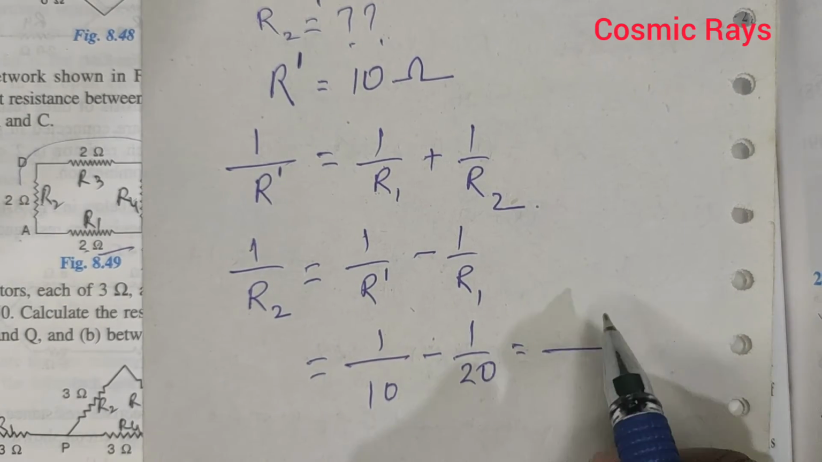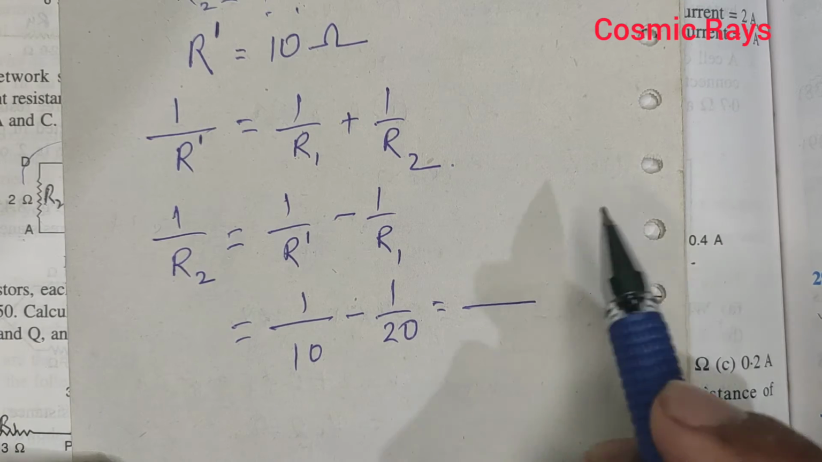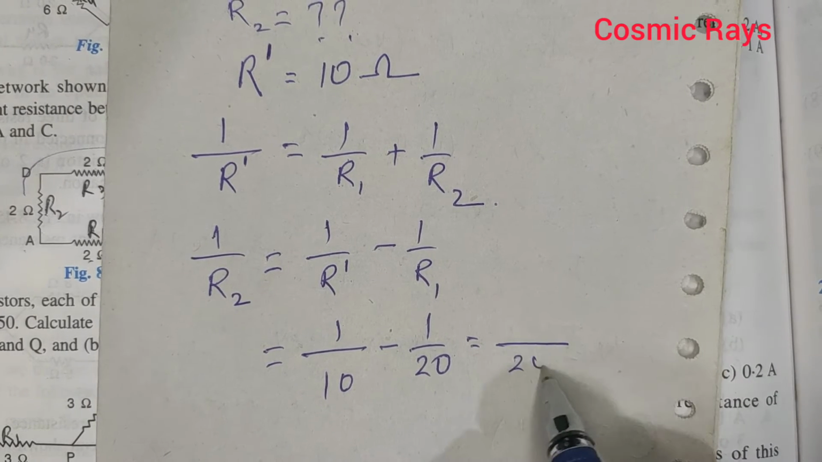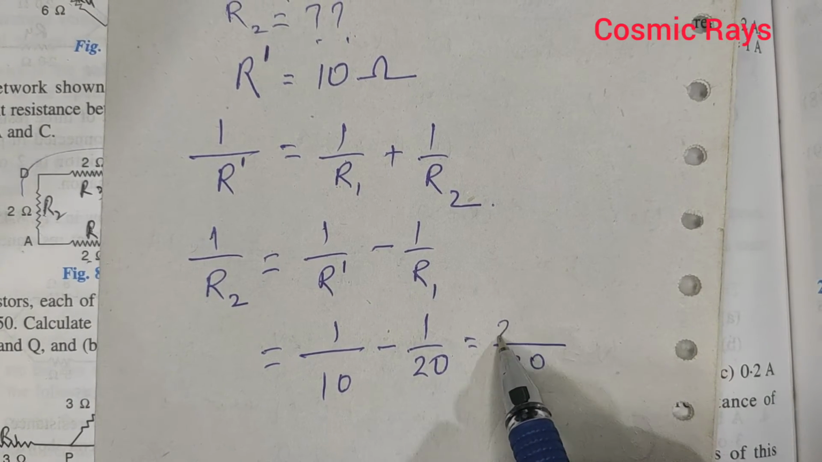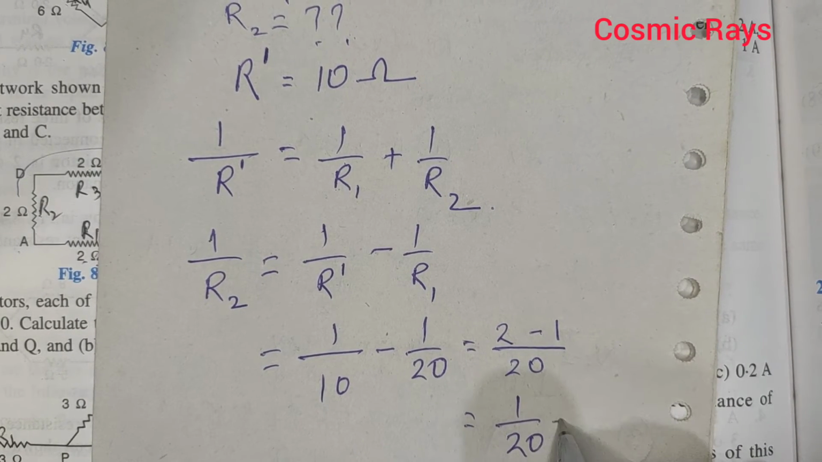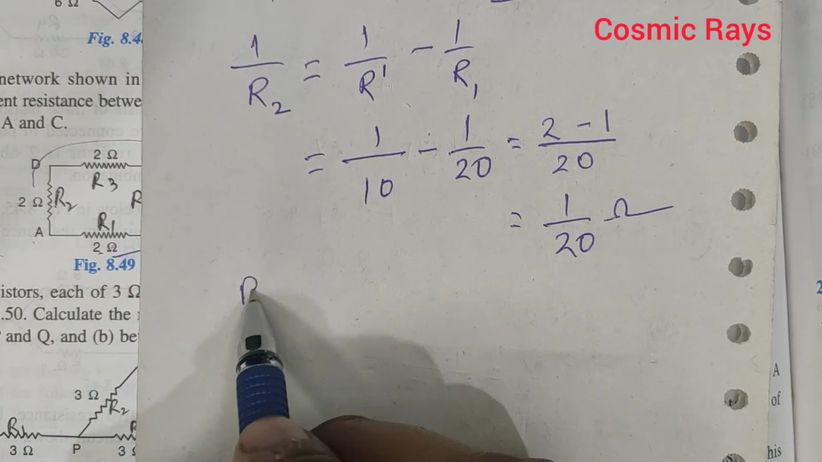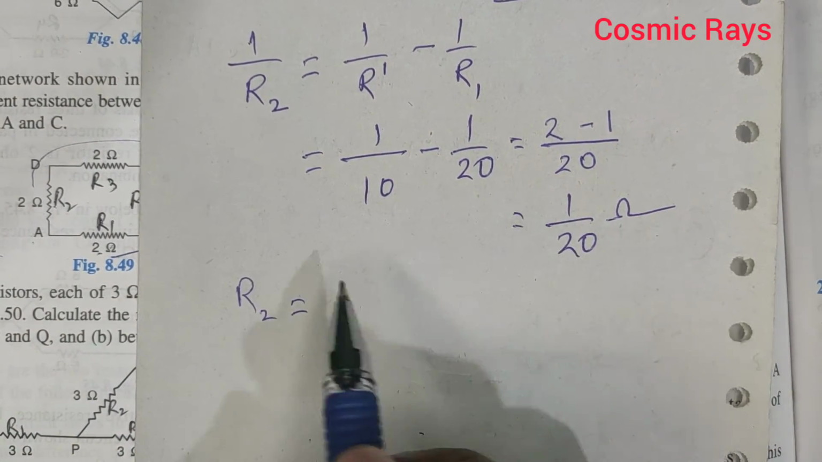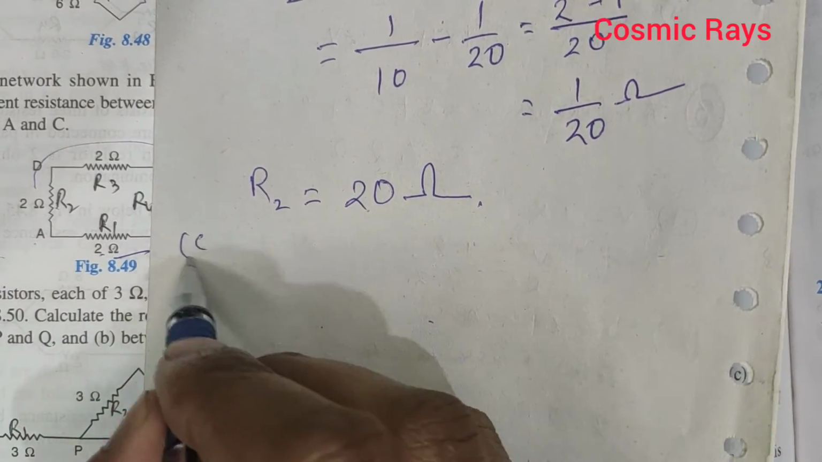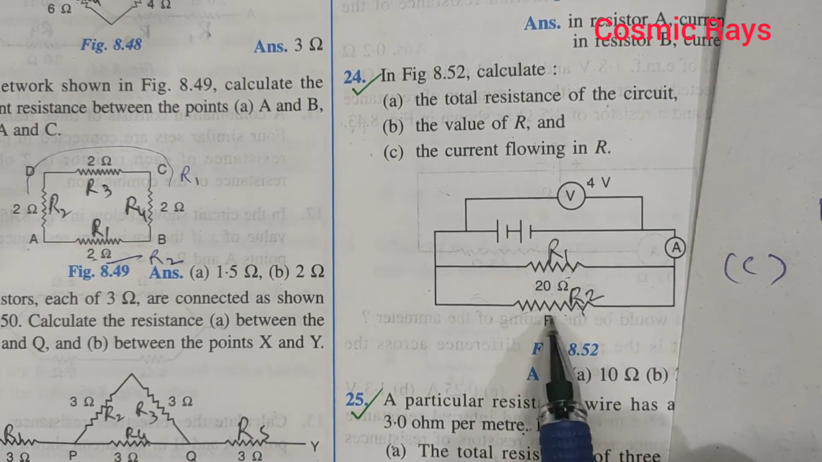Just calculate. It will be again 20. So 2 minus 1, it will be 1 by 20. Now this is the reciprocal, so the value of R2 will be just the reciprocal of this, that is 20 ohms. Now for the third part, it says find the current flowing through R.